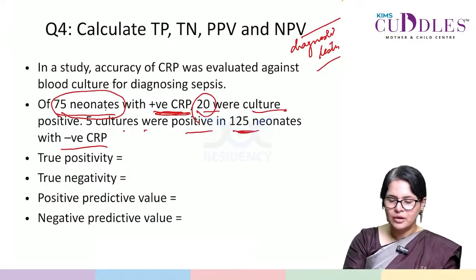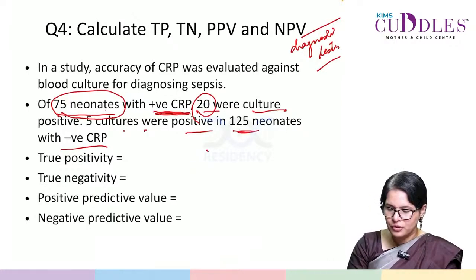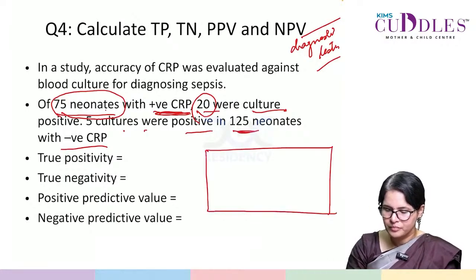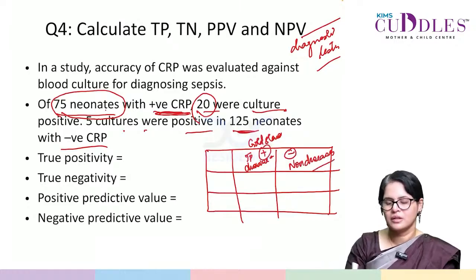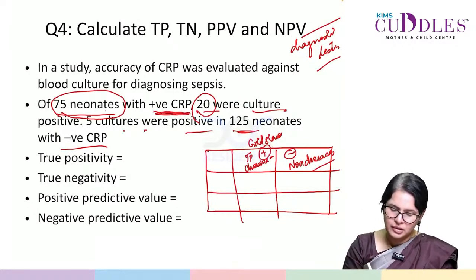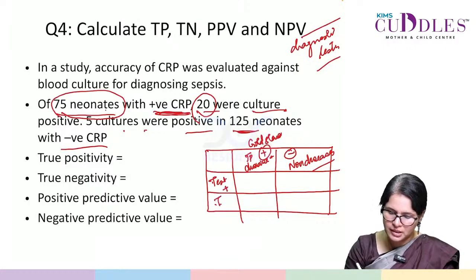So the first step for calculating all these parameters, whenever you get a question on a diagnostic test, please first try to draw the 2 by 2 table. So you will have a 2 by 2 table where your columns will always be the true positive, that is diseased, gold standard positive, and gold standard negative. So diseased, non-diseased. Here it is culture positive, culture negative. The horizontal rows are going to be constituted by the test positive and the test negative.